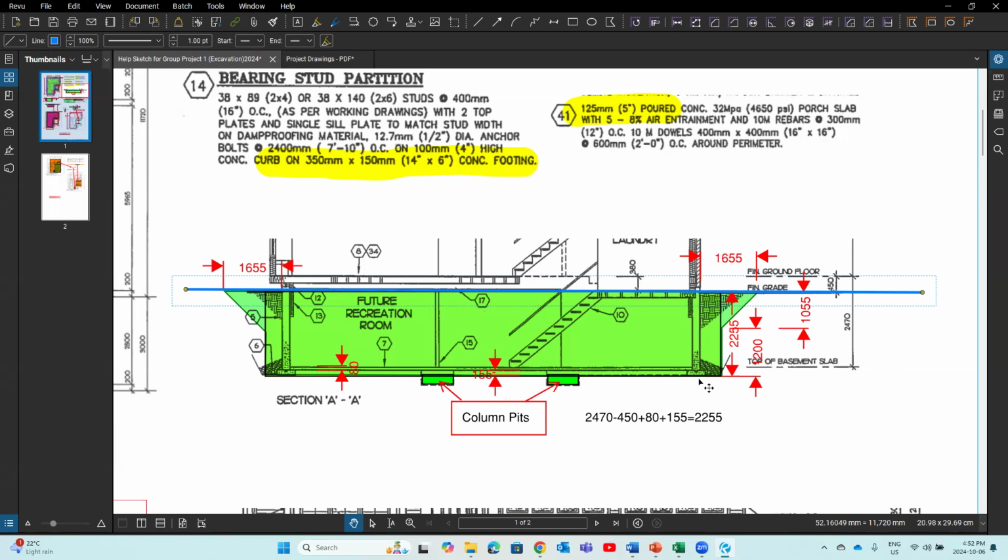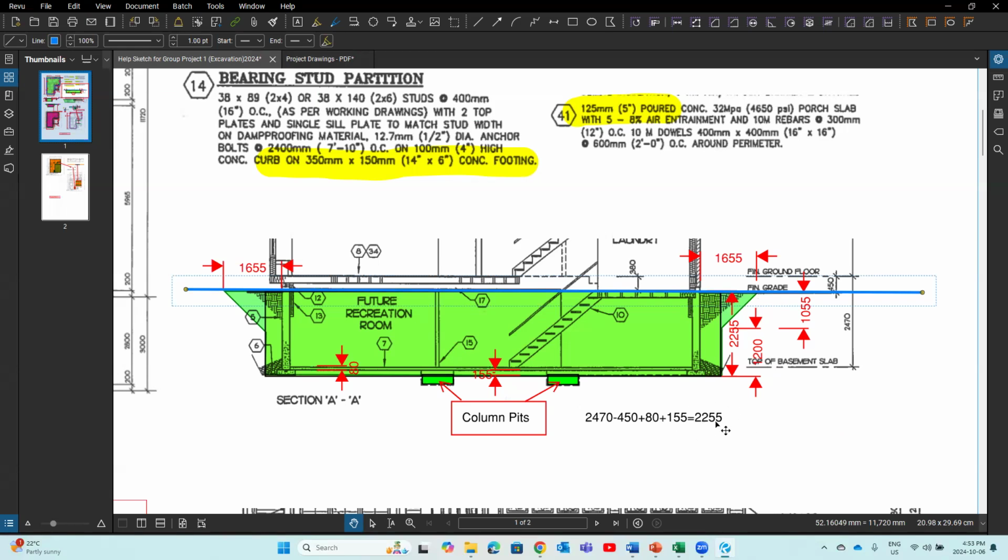From the existing grade, I'm going to excavate to the bottom of the foundation wall footing. Based on this, I can do my calculation and figure out the depth of basement excavation. You see, I know this dimension from the finished ground floor to the top of the basement slab is 2470, right? To the existing grade, this dimension is 450. So I take this dimension, subtract 450, and I get this dimension from there to there. After that, I need to add the thickness of the slab and the thickness of the foundation wall footing. The slab is 80 and the foundation wall footing is 155. So I get the depth of my basement excavation, 2255. That's how I get it.